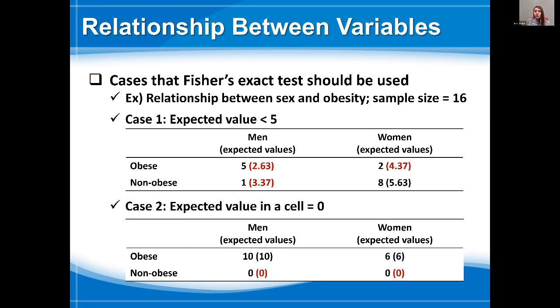So here's when you use Fisher's exact test, which we are talking about today. We're going to later look at the relationship between sex and obesity. We have two variables, sex, which is male and female, and obesity, obese or non-obese, with a sample size of 16. Again, I will demonstrate in SPSS that software calculates expected value, and if this expected value is less than 5, instead of chi-square, you would be using Fisher's. Or if expected value in a cell equals 0, you will use Fisher's as well.